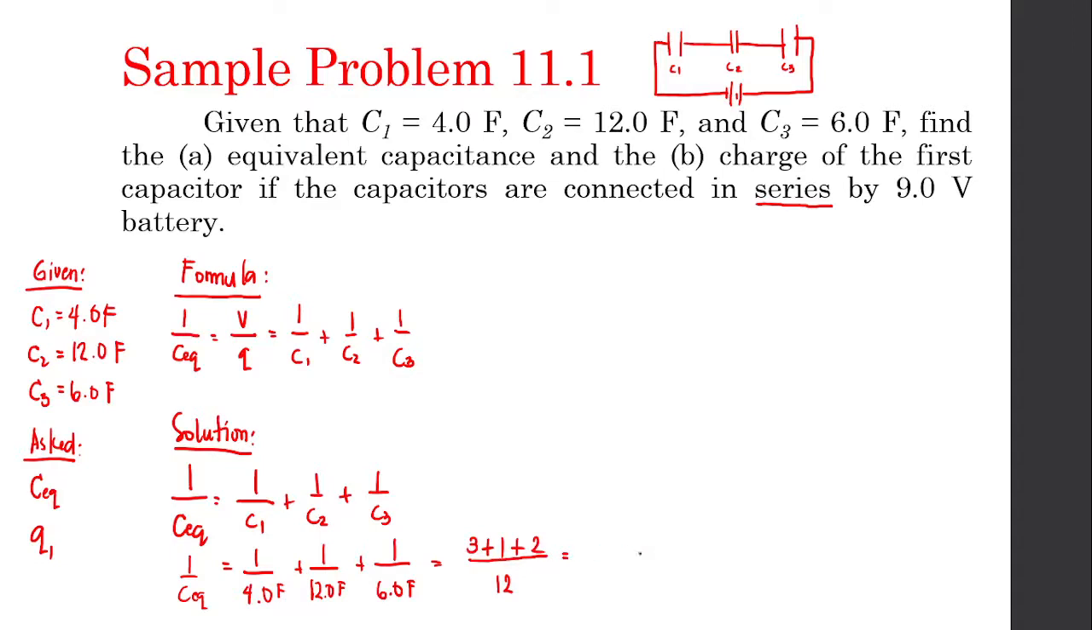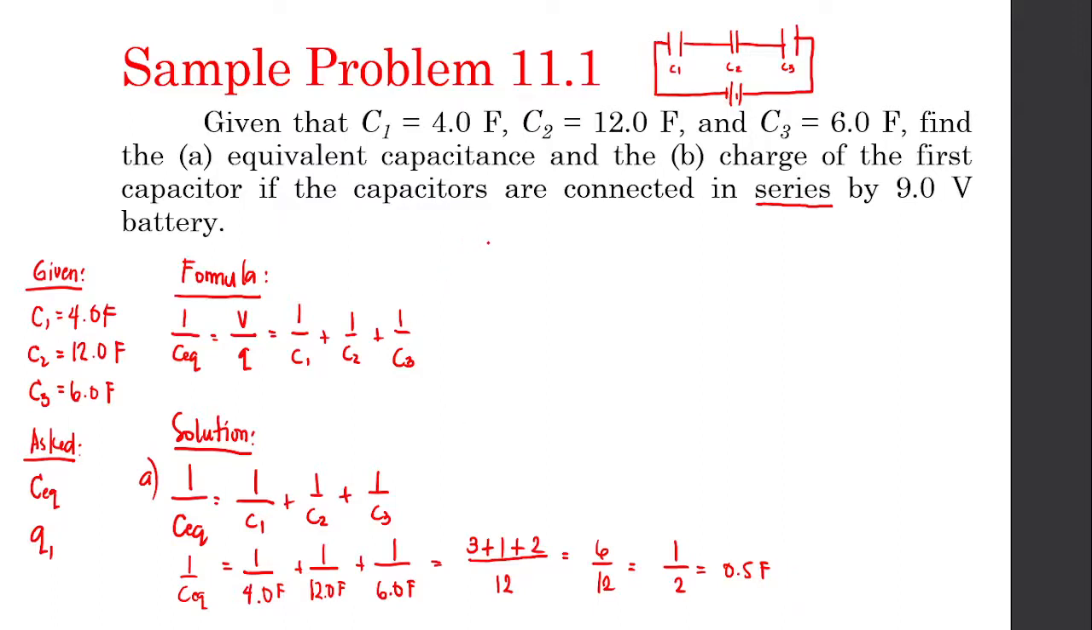So 3 plus 1 plus 2 is 6, so that's 6 over 12, which is 1/2, or that is 0.5 farad. But that is not your CEQ. This is equal to 1 over CEQ. What you're looking for is CEQ, or equivalent capacitance. So how are we going to do that?